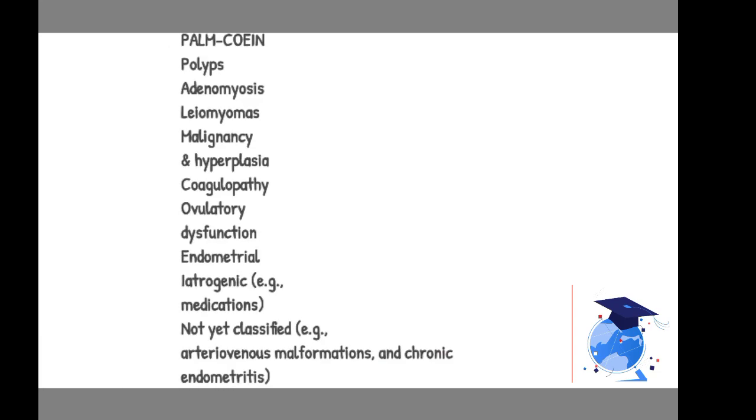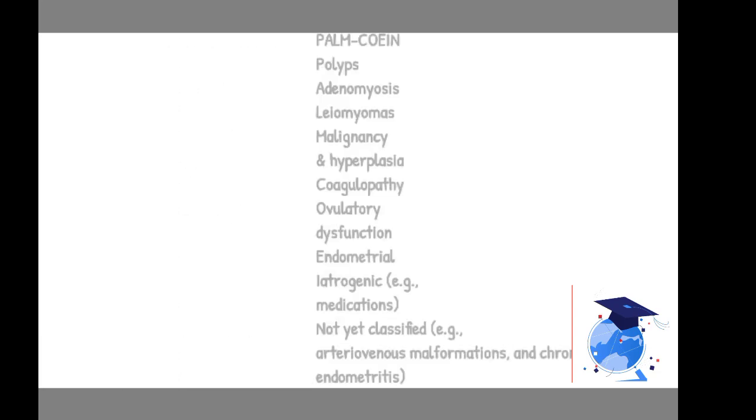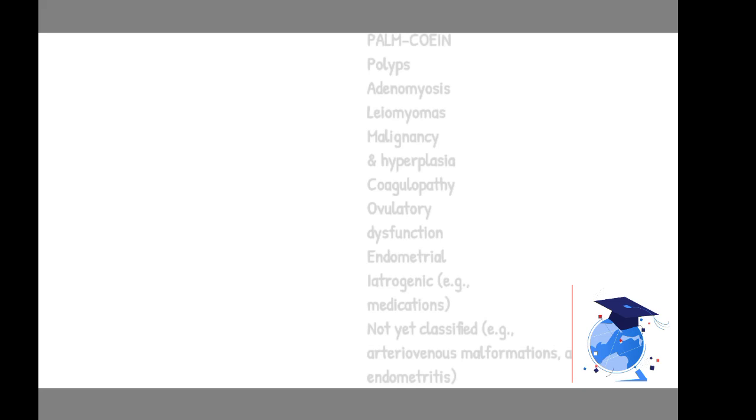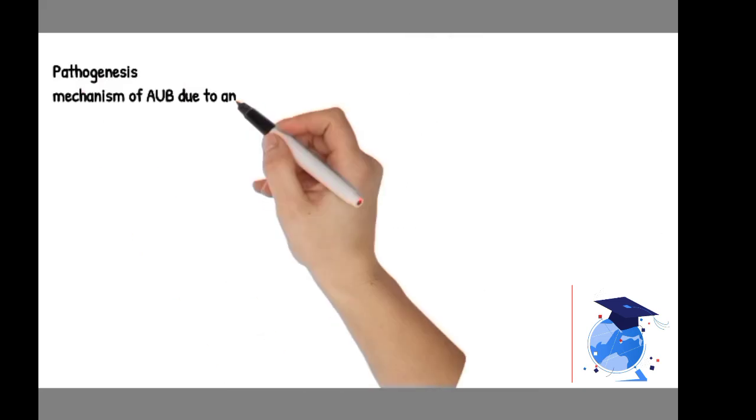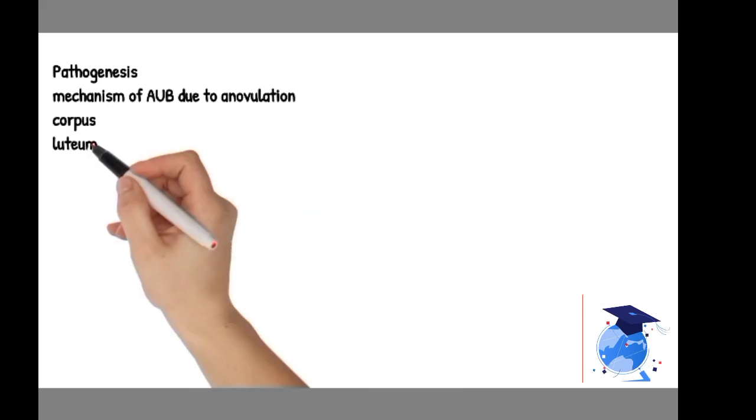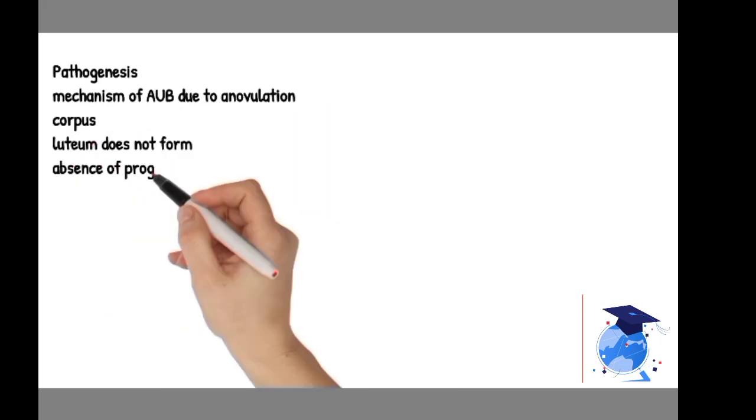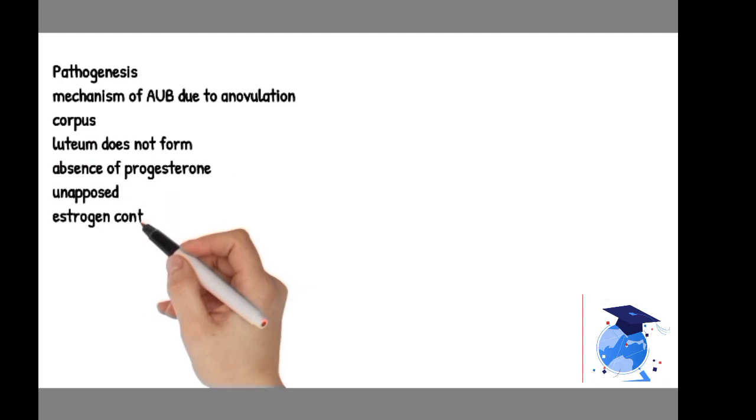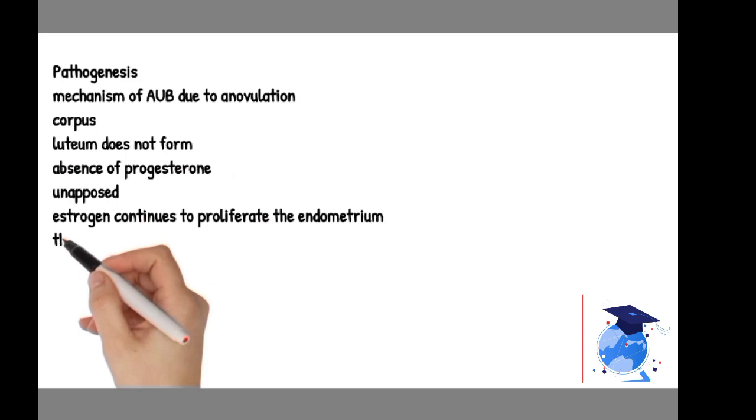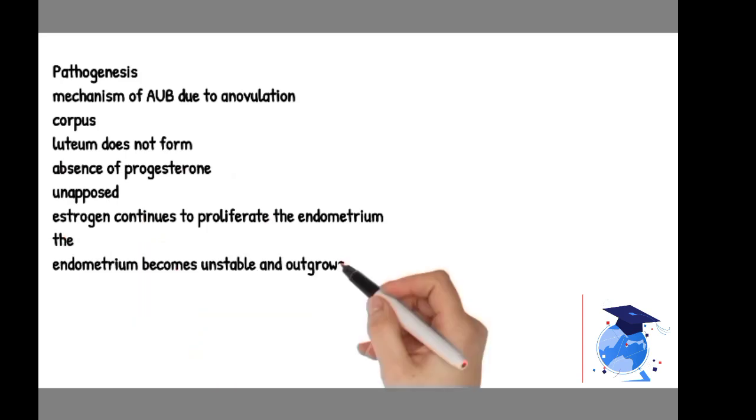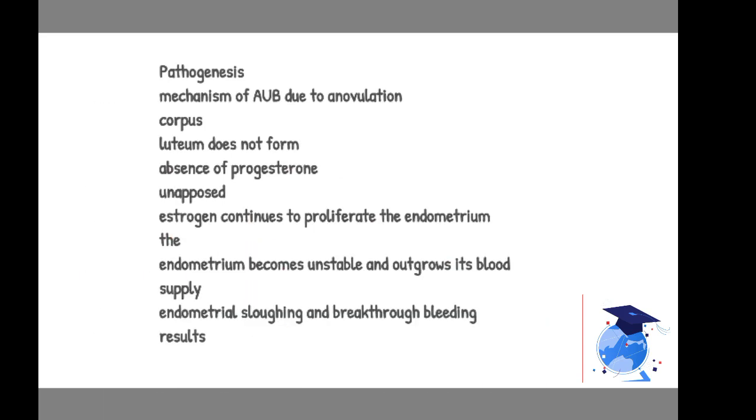In terms of the pathogenesis, the mechanism of abnormal uterine bleeding from anovulation is due to the fact that the corpus luteum does not form. Then there is an absence of progesterone, and the unopposed estrogen continues to proliferate the endometrium. Then the endometrium becomes unstable and outgrows its blood supply. Eventually, endometrial sloughing and breakthrough bleeding results.